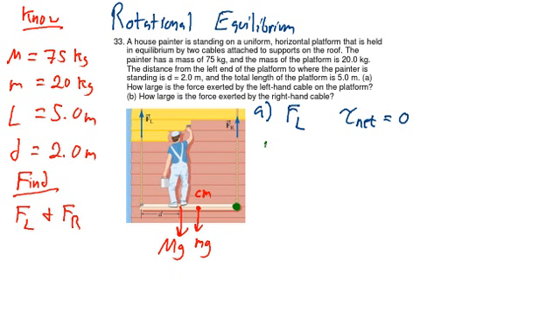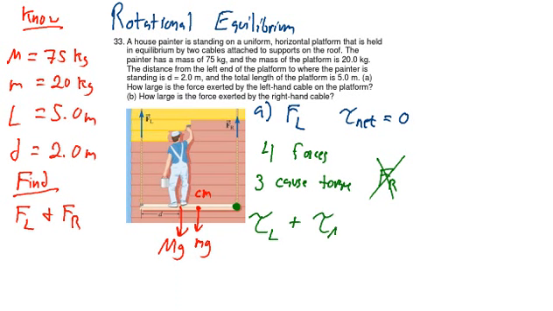Alright, so we see that there are four forces that act on the platform, but only 3 cause torque. In this case, the force due to the right-hand rope does not cause any torque because its moment arm is equal to 0. So the net torque equals 0 will be the sum of 3 different terms in our problem. There will be the torque due to the left-hand rope, plus the torque due to the painter, plus the torque due to the platform itself has to be equal to 0.